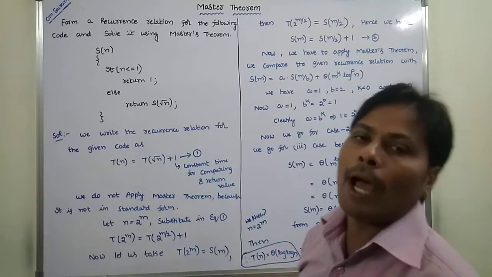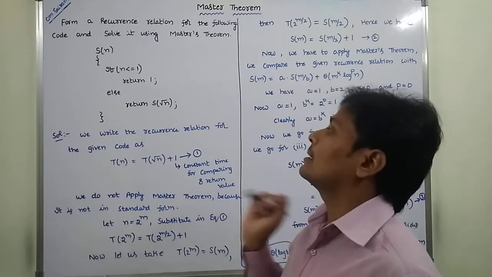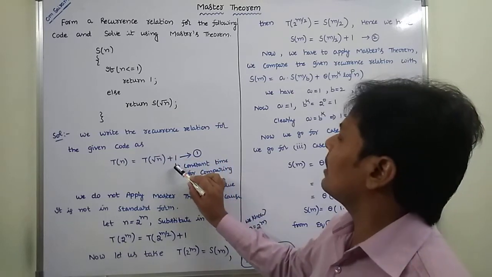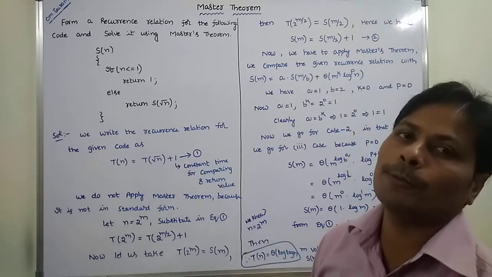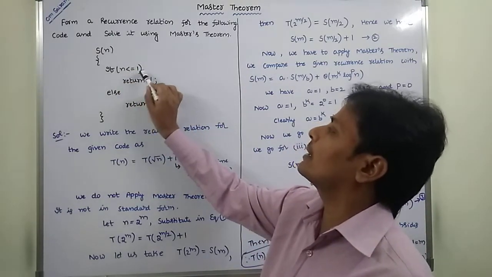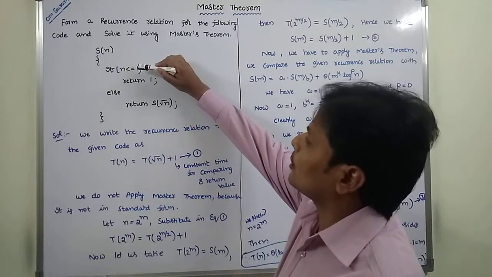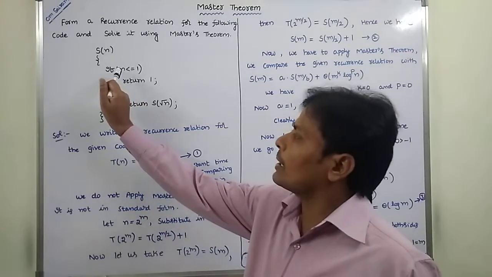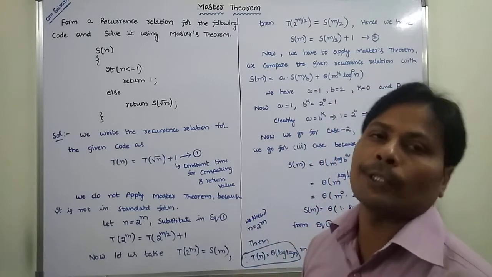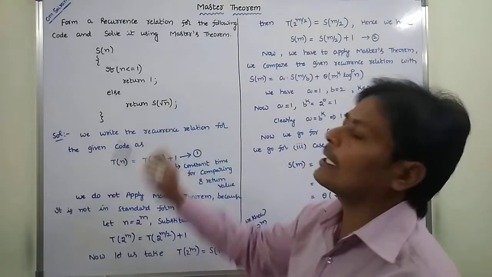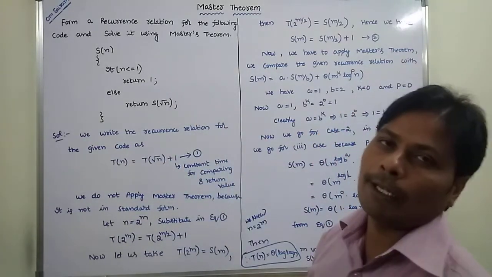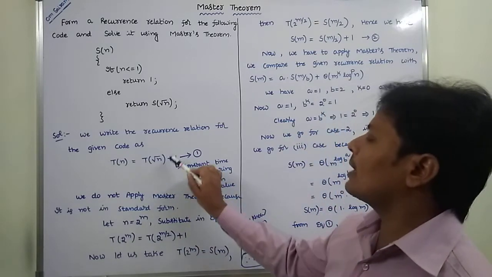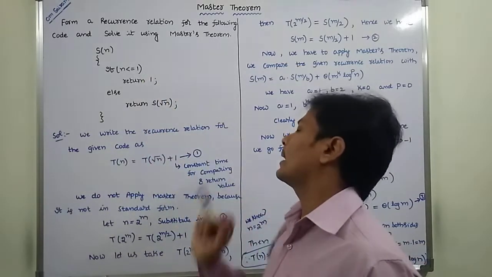So for this code we write the recurrence relation as T of n is equal to T of root n plus 1. Here plus 1 is the constant time for comparing and returning the value. We compare our n value with the condition. If the condition is true, we return the value 1. If the condition fails, we go to the else part and return S of root n. So we can write it as T of n is equal to T of root n plus 1, where plus 1 is the constant time required for comparing and returning the value.